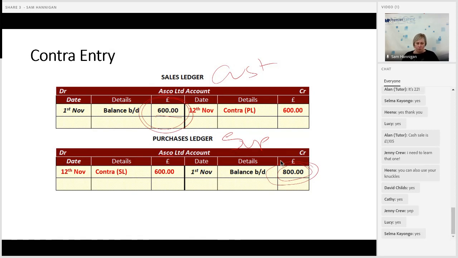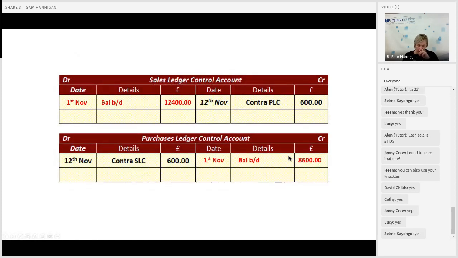Okay then, let's move on and look at what we then have to do in the control account. If you've got a contra, you've got to make the adjustment in the individuals' accounts, but you would also make it in the receivables ledger control account and the payables ledger control account. So you're crediting one and debiting the other to reduce the amount that's actually owed.